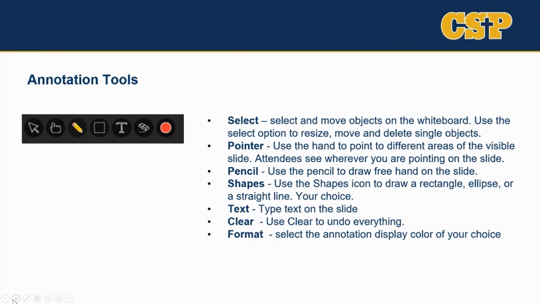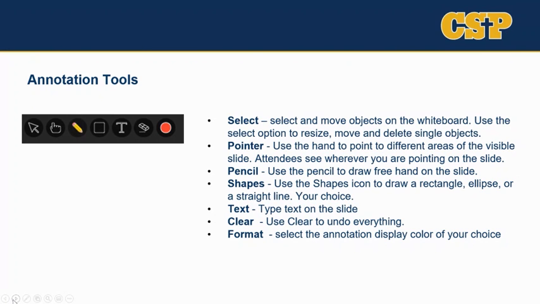The next tool is the pointer. Use the hand to point to different areas on the visible slide. Attendees see wherever you are pointing on the slide. Pencil. Use the pencil to draw freehand on the slide. Shapes. Use the Shapes icon to draw a rectangle, ellipse, or straight line, your choice. Text. Type text on the slide.